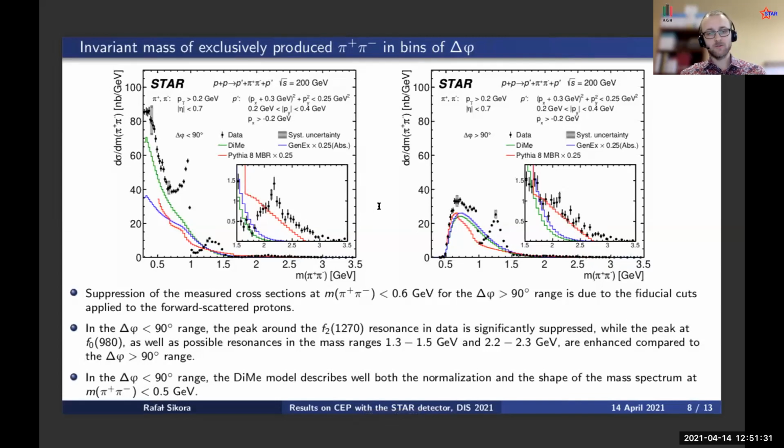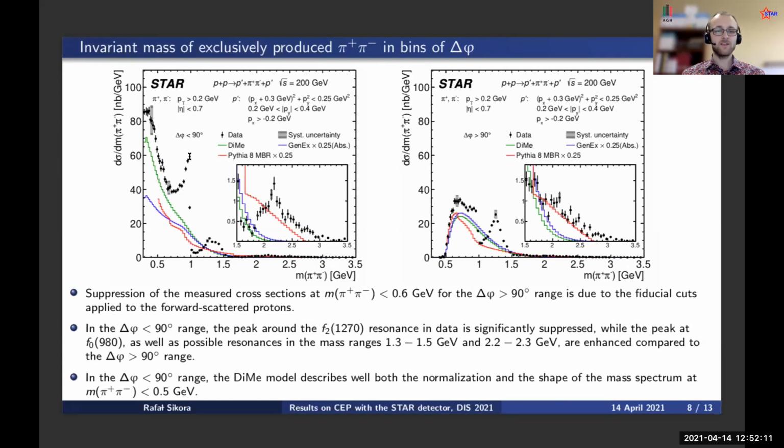Given the information of the forward system, here we show the property of the central system, the invariant mass, in two ranges of this delta phi angle between the forward going protons. On the left-hand side we have this angle less than 90 degrees, and on the right-hand side we have this angle greater than 90 degrees. We see clear differences between the data points. First, on the right-hand side we do not have data points below 0.5 GeV, and this is because of the fiducial cuts.